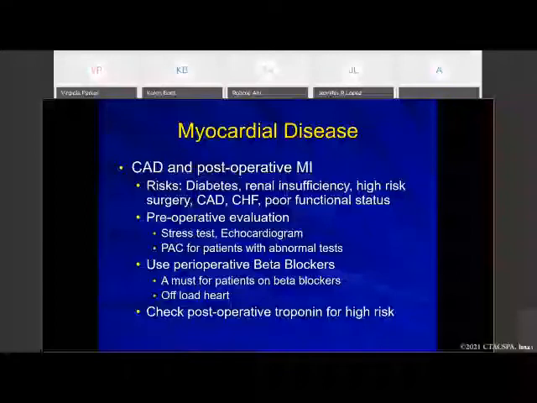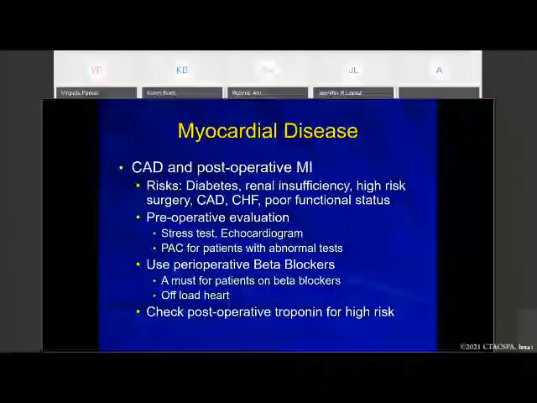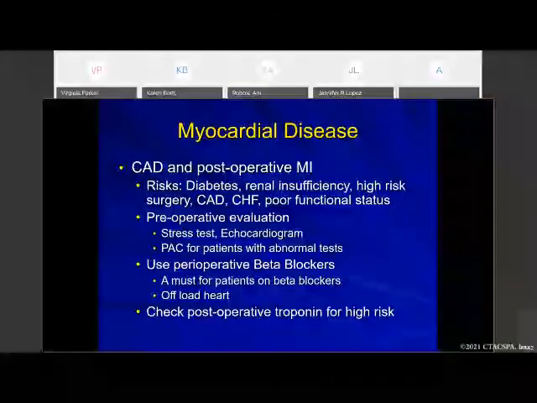You might also consider having someone who's got cardiovascular disease continue their statin post-op. There is data to show that both beta blockers and statins are good for patients to try and prevent any kind of cardiac problems in the post-operative period.